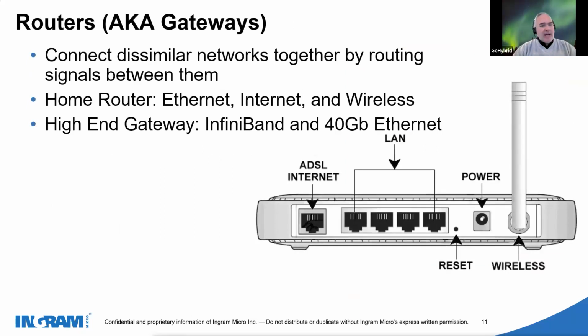Routers, also known as gateways, are devices that connect dissimilar networks together by routing signals between them. We talked about switches and how when you connect something to a switch, everybody can talk to one another. Well, switches are for a specific type of networking. So I would buy an Ethernet switch, or I would buy an InfiniBand switch. What if I have two dissimilar types of network that need to talk to one another? That's when I would get a router or a gateway.